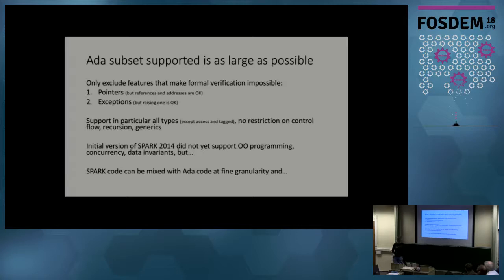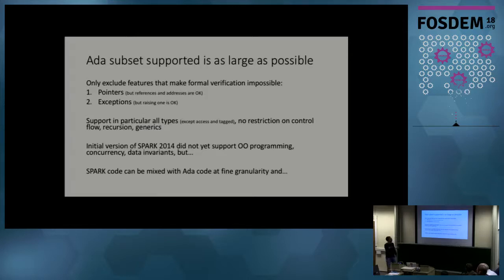Generics. There was an attempt at supporting generics in the previous version of Spark, which was quite limited, because the attempt was to check generics once and for all. We wanted to allow any generics that the Ada language would allow, so we opted for something much simpler, which is to analyze each instance of the generics. So we support generics, but in a way that may be less principled than before, but much more permissive and allows more code to be analyzed.